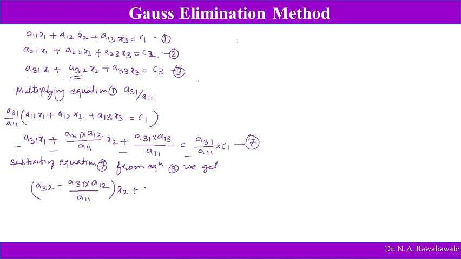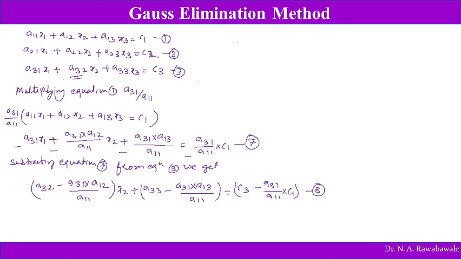plus of a33 minus this term a31 into a13 divided by a11, which is equal to c3 minus of a31 divided by a11 into c1. So we can call this as equation number 8.